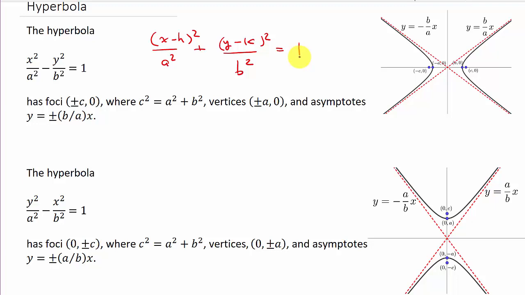Okay, and then the other way that it would shift, if this was written as y minus k squared over a squared, and I know I wrote plus up here, that should be minus, that should be x minus h squared over b squared equals 1. Okay, so that just depends on where these things intersect. All right. So let's take a look at some examples and see what we've got.